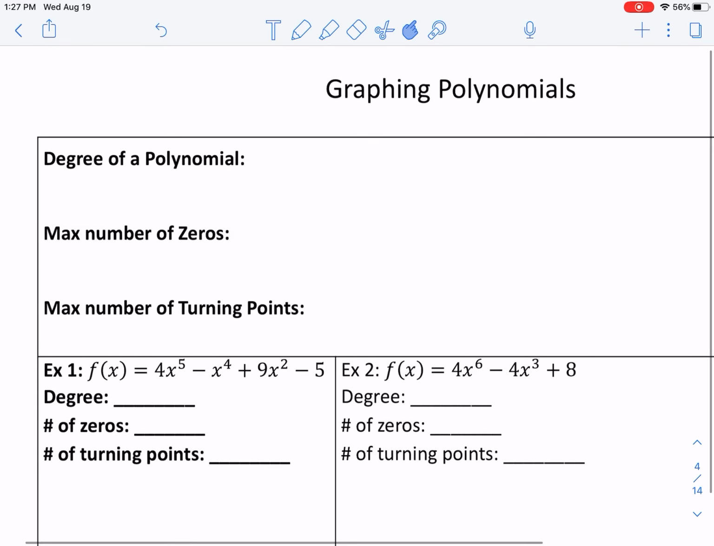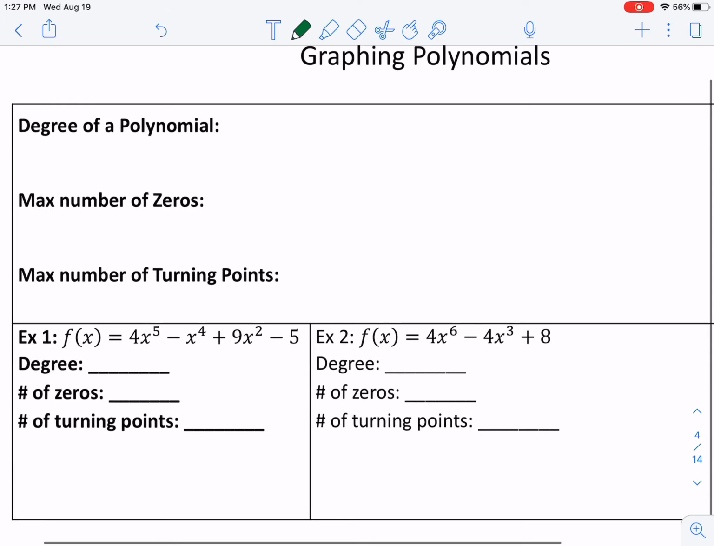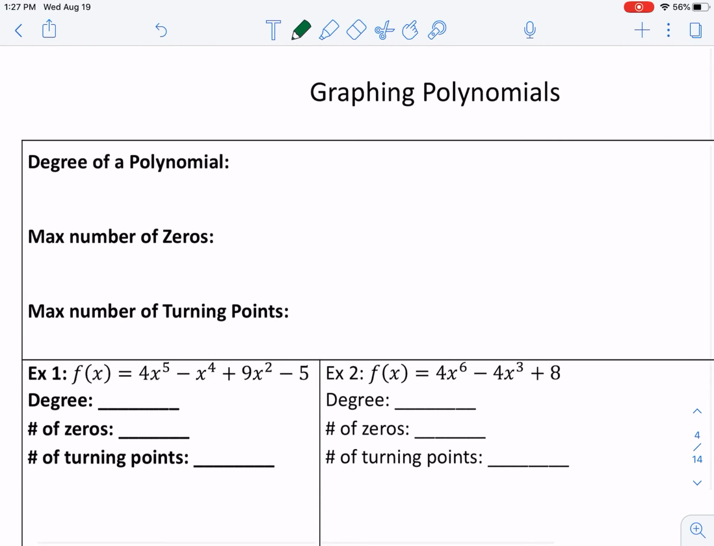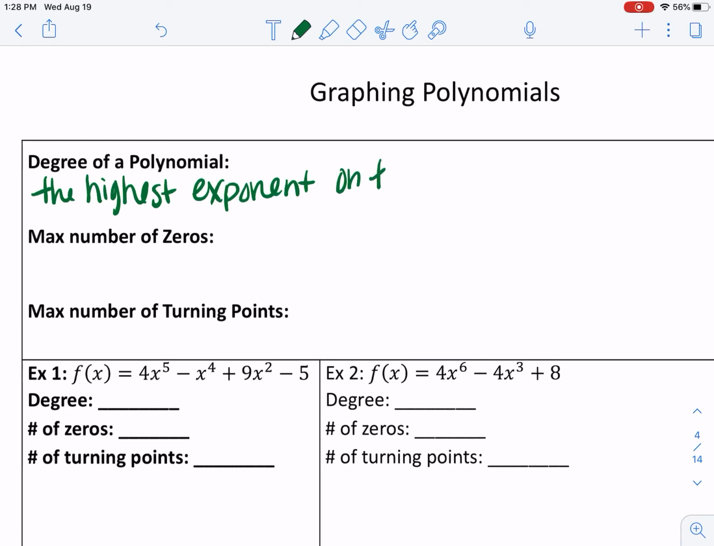So the first thing we need here is a definition of degree. From now on, we're going to be talking about things that only have one variable on them. That's because we're talking about a function, so the variable is most likely going to be x. So when you're talking about that, the degree of the polynomial is simply the highest exponent on the variable.